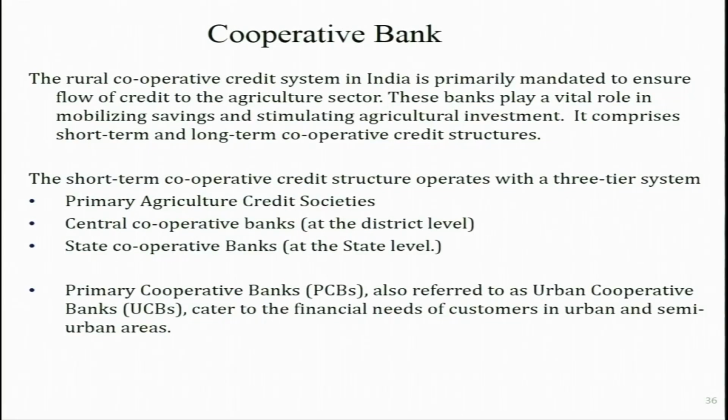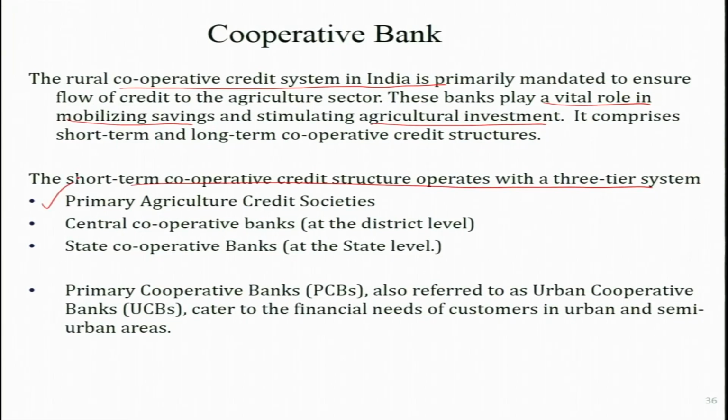Another structure, in addition to commercial banks, we have cooperative banks. The rural cooperative credit system in India is primarily mandated to ensure flow of credit to the agriculture sector. These banks play a vital role in mobilizing savings from the ground level, that is the village level, and stimulating agricultural investments. It comprises short-term and long-term cooperative credit structures. So the short-term cooperative credit structure operates with a three-tier system.